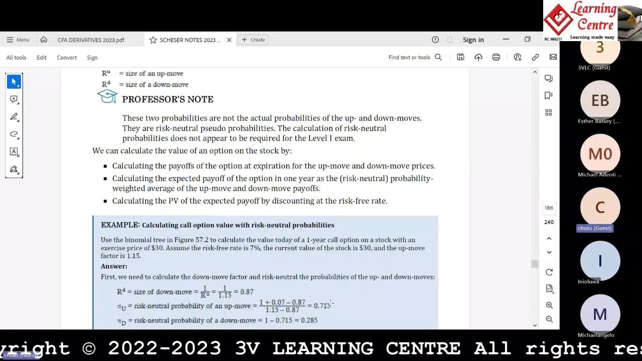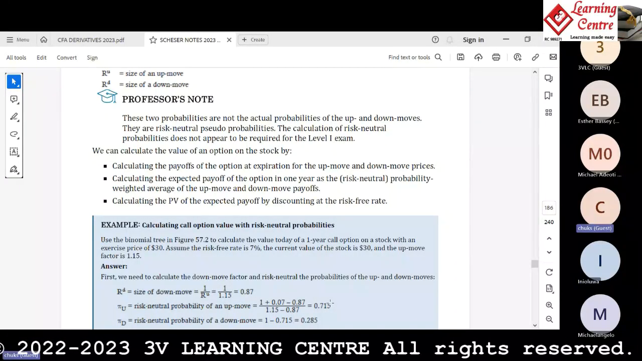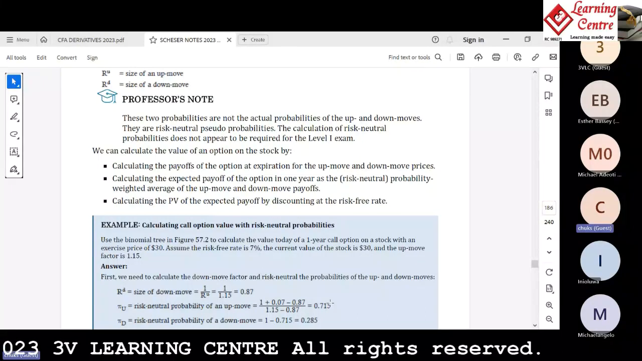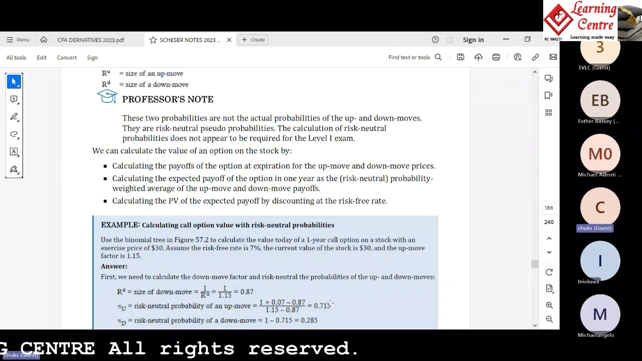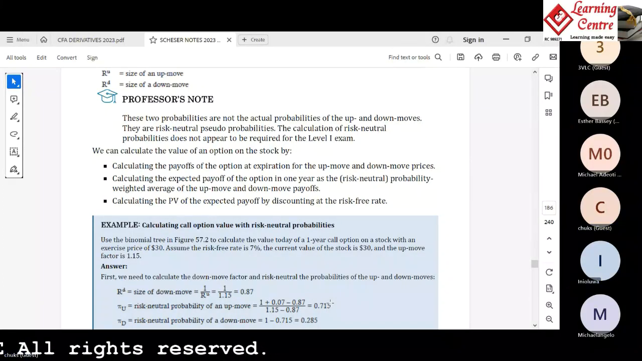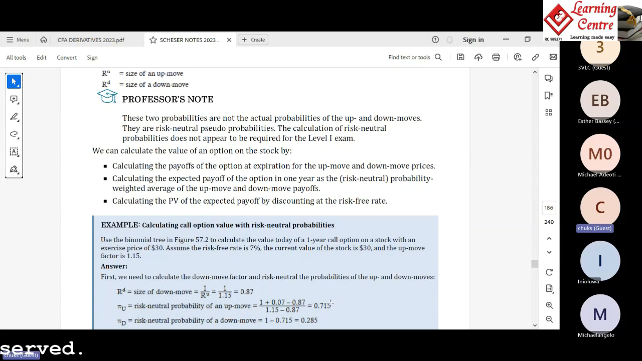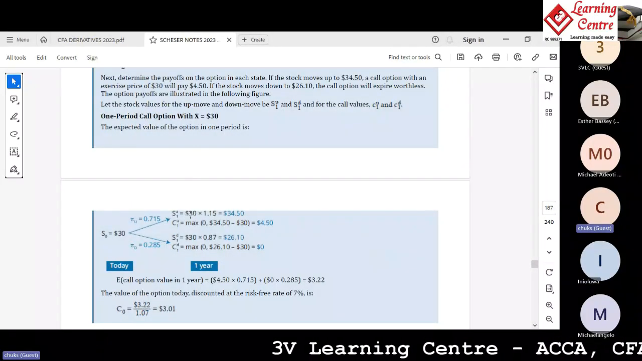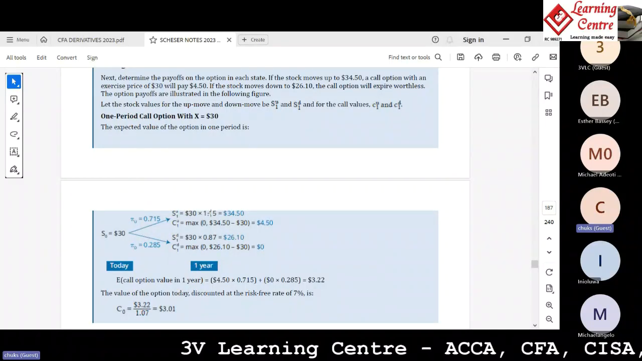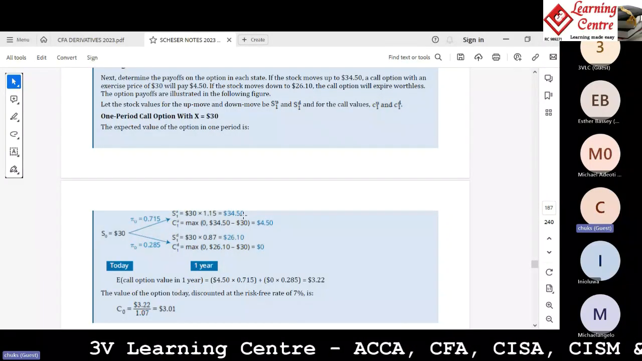So there is a 71.5% probability that the underlying value will go up by 1.15. And 1 minus that will give us the balance, because the two must equal 100%. Then there's a 0.285 probability, which is 28.5%, that the price will go down from 30 by 0.87. So we have our two probabilities. Then we calculated what it means: if $30 goes up by 1.15, the value will now be 34.5.